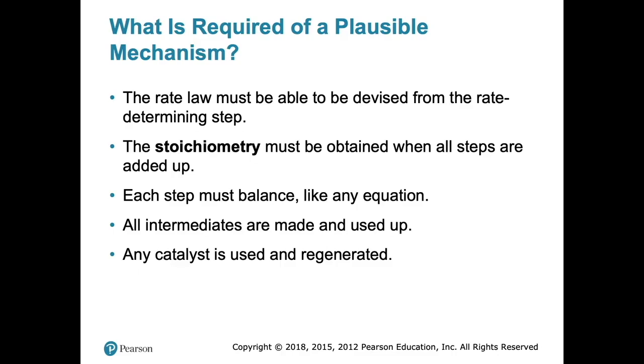The stoichiometry must be obtained when all steps are added up, all right? And then, of course, the stoichiometry is the coefficients of the reaction, right? They all got to balance. Each step must balance, just like any other equation, right? And the intermediates are made up and used up, right?